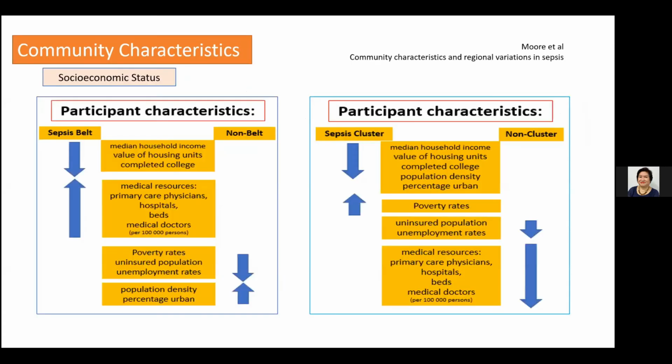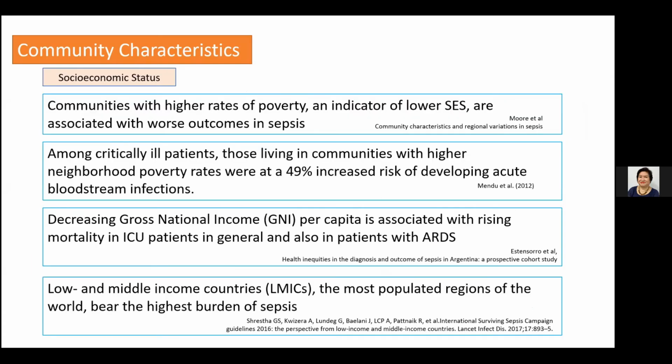Moore et al. characterized geographic difference in terms of classifying the community as sepsis belt or non-sepsis belt, and sepsis cluster or non-cluster. The participants' socioeconomic levels are defined in these differences. Likewise, Moore surmised that the communities with higher rates of poverty, an indicator of lower socioeconomic status, are associated with the worst outcomes in sepsis.